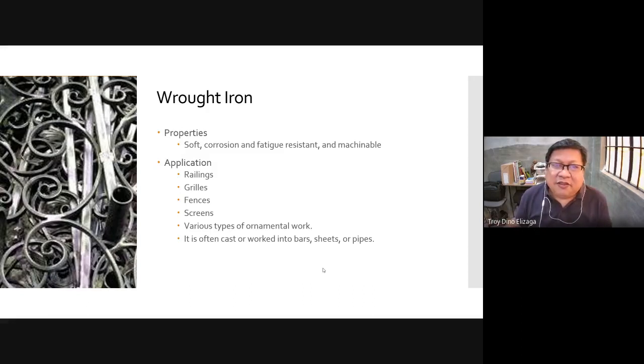So wrought iron. I'm sure that you've seen a lot of applications of wrought iron, especially on very decorative, say, railways, or like what you see here in the picture. So the grills, they're soft. They're also corrosion and fatigue resistant, and then machinable, which means that you can bend it, you can shape it. So wrought iron is normally used for fences and grills, and various types of ornamental work. So that's the most popular use of wrought iron.